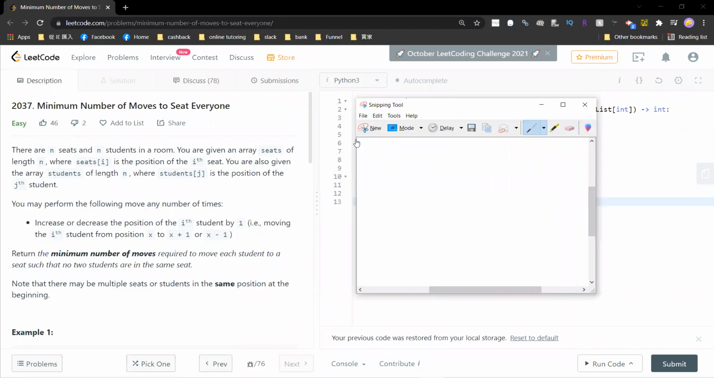Welcome, guys. So let's solve this 2037, minimum number of moves to seat everyone. To seat, not to see. Okay, so there are seats and students in a room.